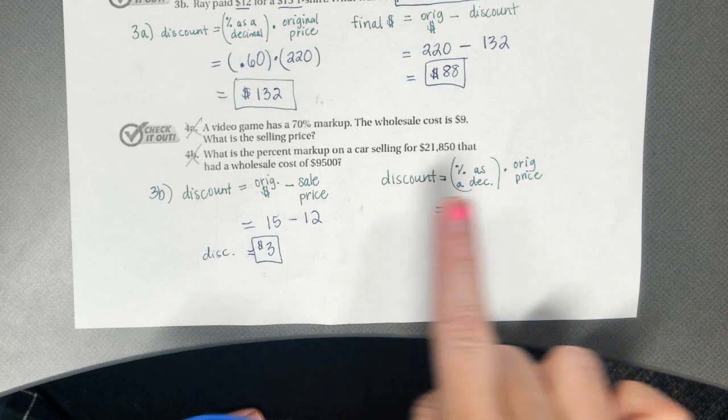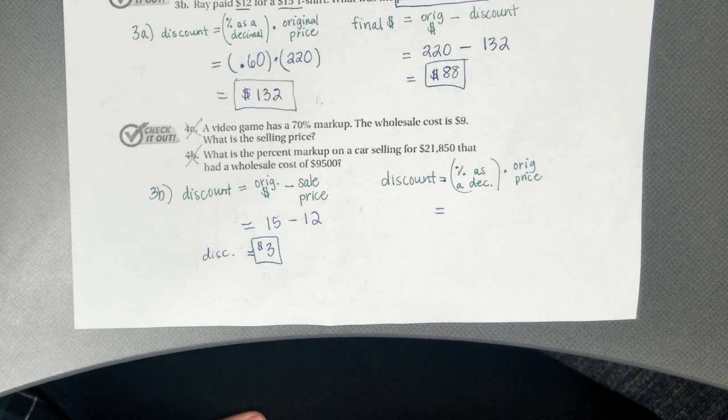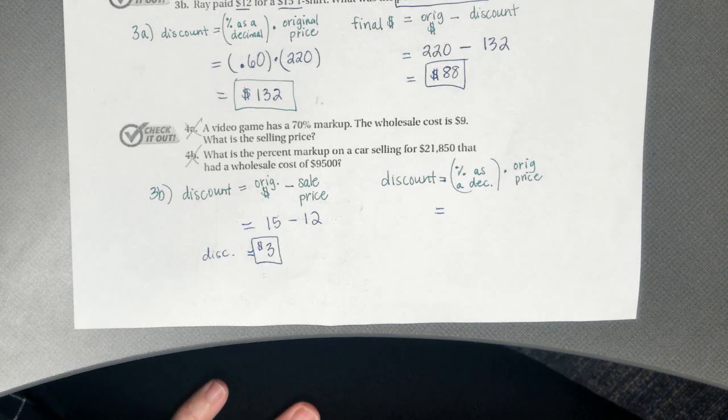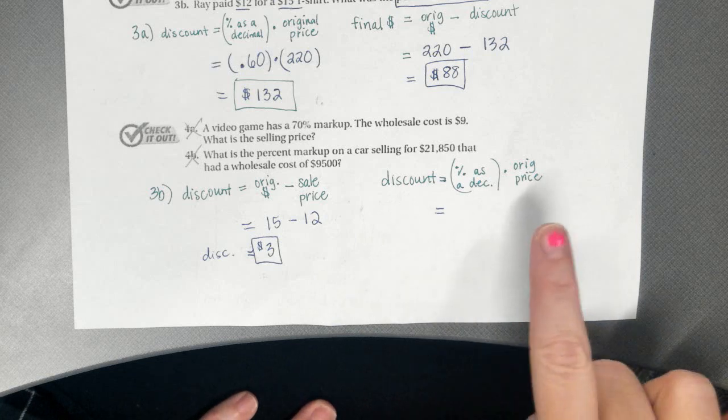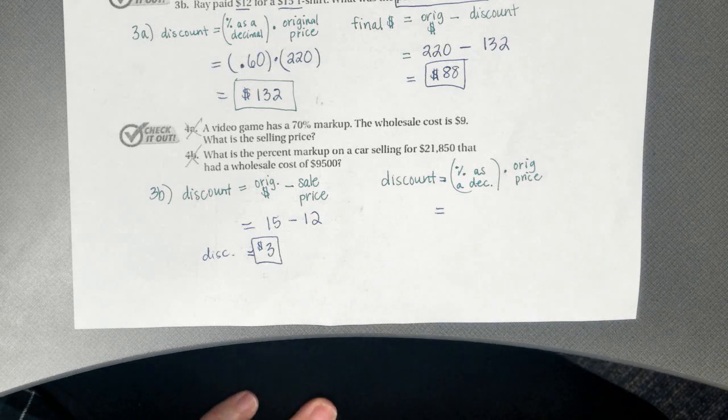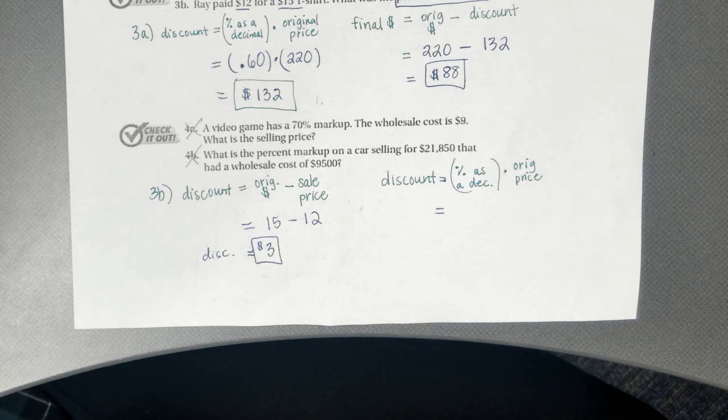Is there any one of these three that we feel really confident plugging in? Is there something that we know? The discount, the percent as a decimal, or the original price? Is there anything that I know, that I feel really strongly about? Are you going to answer my question? Just wait till we're done.